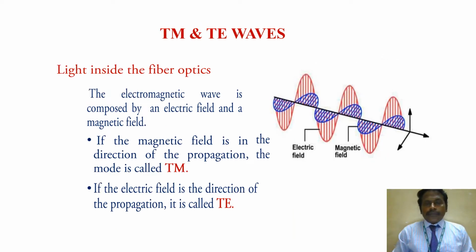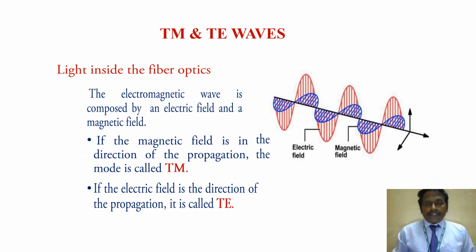Next, we are going to discuss transverse magnetic and transverse electric waves, called TM and TE waves. In this diagram you can see which one is the electric field and which one is the magnetic field when the wave is propagated in a particular direction. Light inside the optical fiber can be defined by the electromagnetic wave. The electromagnetic wave is composed of an electric field and a magnetic field. The combination of electric and magnetic field is called an electromagnetic wave.